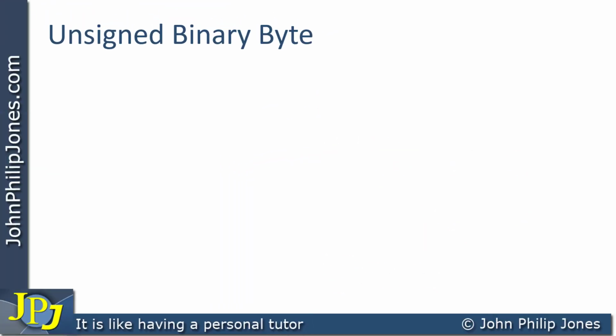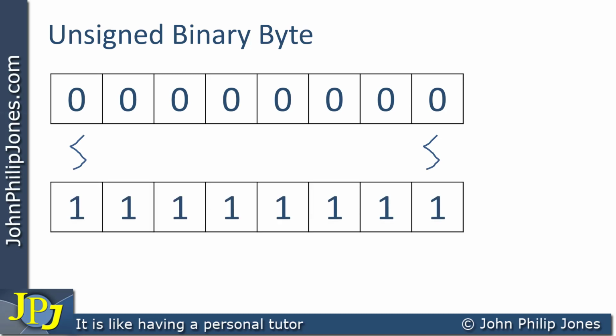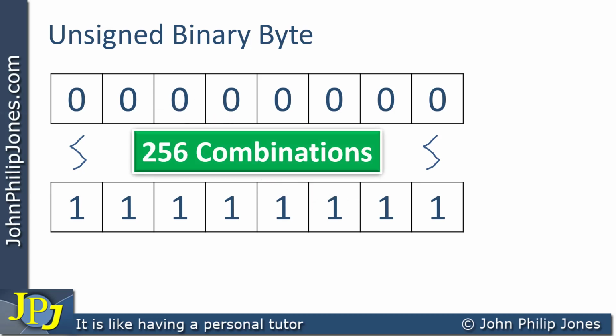Let's consider an unsigned binary byte, and here's an example where everything is zeros. And of course we can carry on and put different combinations of ones and zeros in until we eventually get to where everything is all ones. And what you have here are 256 combinations, and every combination will represent a number. There's no sign bit in this representation. Consequently, the first one is 0 and the last one is 255. So the range goes from 0 to 255, 256 combinations in total.